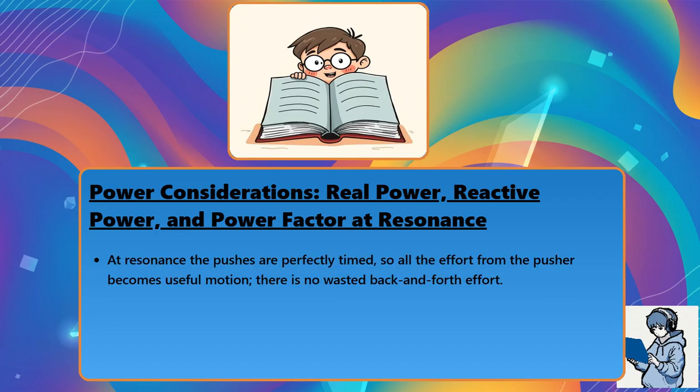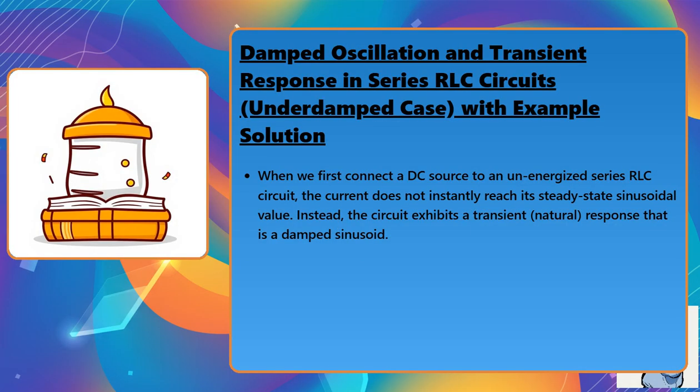At resonance, the pushes are perfectly timed, so all the effort from the pusher becomes useful motion. There is no wasted back and forth effort. When we first connect a DC source to an unenergized series RLC circuit, the current does not instantly reach its steady-state sinusoidal value. Instead, the circuit exhibits a transient natural response that is a damped sinusoid.